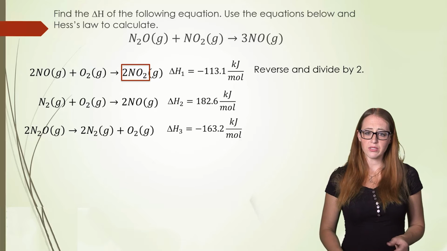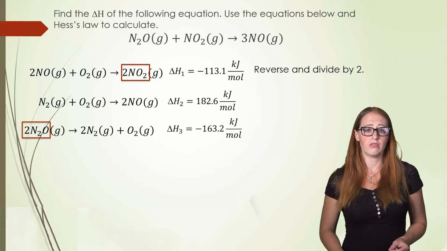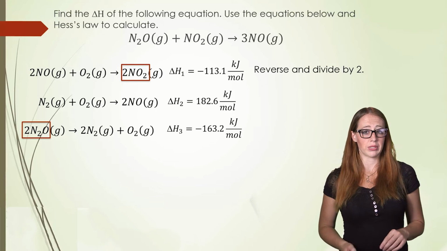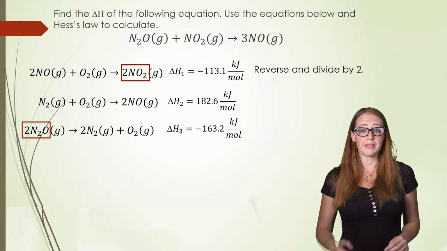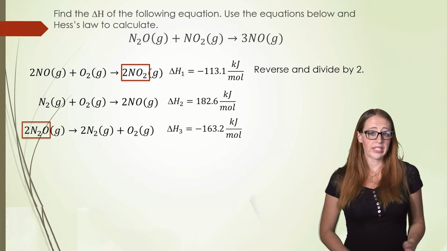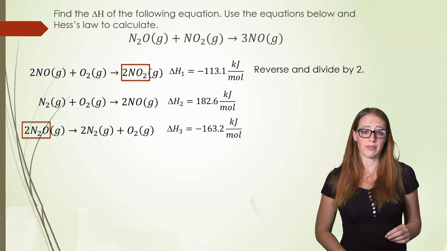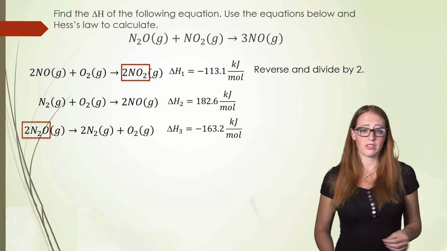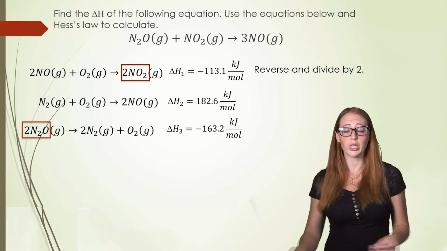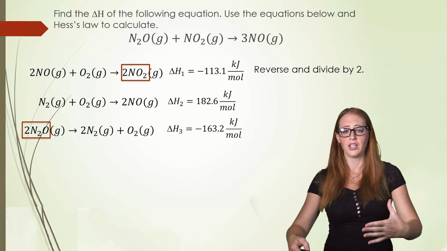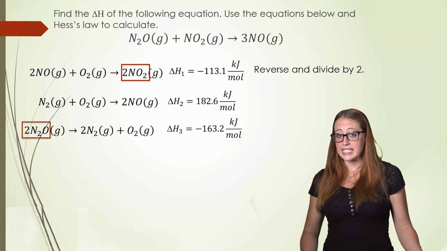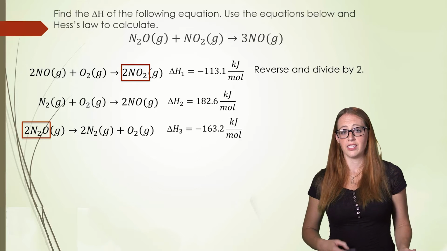Now, in the third reaction, we have an N2O in the reactant side. It is the only place in the 3 reactions where it's located, which means that this is another great starting point. Since it is already in the reactants, and there is 2 of them, all we need to do is divide by 2 to get that 2 down to 1. Because if you look at our final reaction, the reaction that we're trying to get to, there's just one of them. So it's on the right side, so we don't need to reverse it, but we do need to divide it by 2.